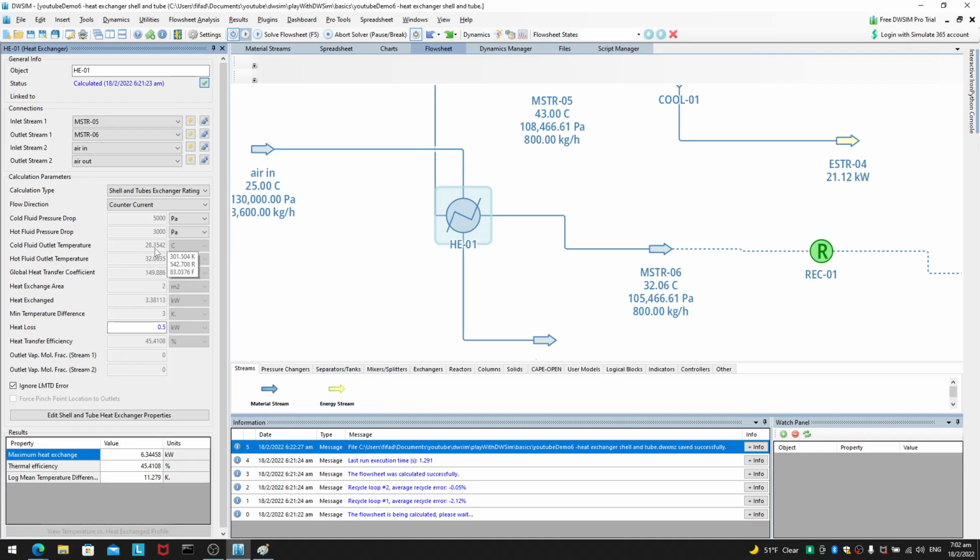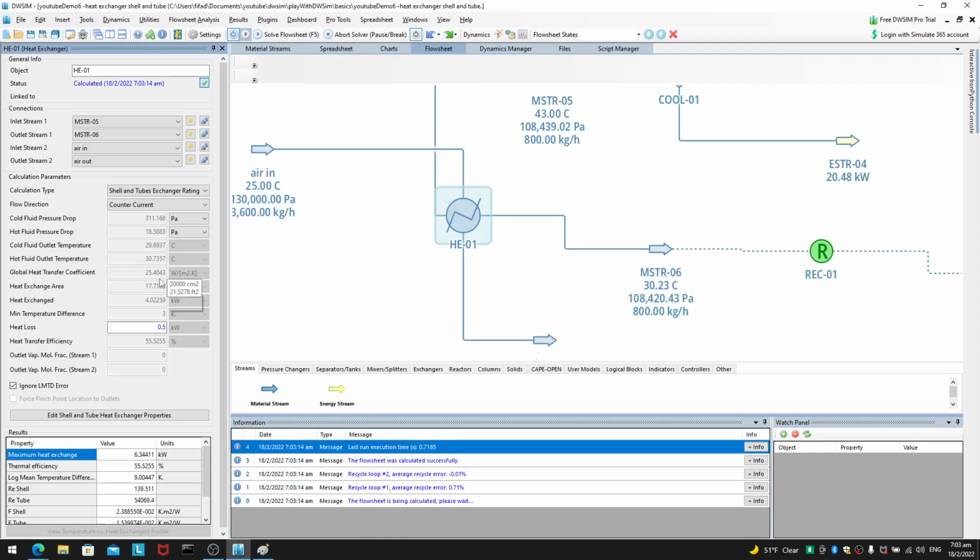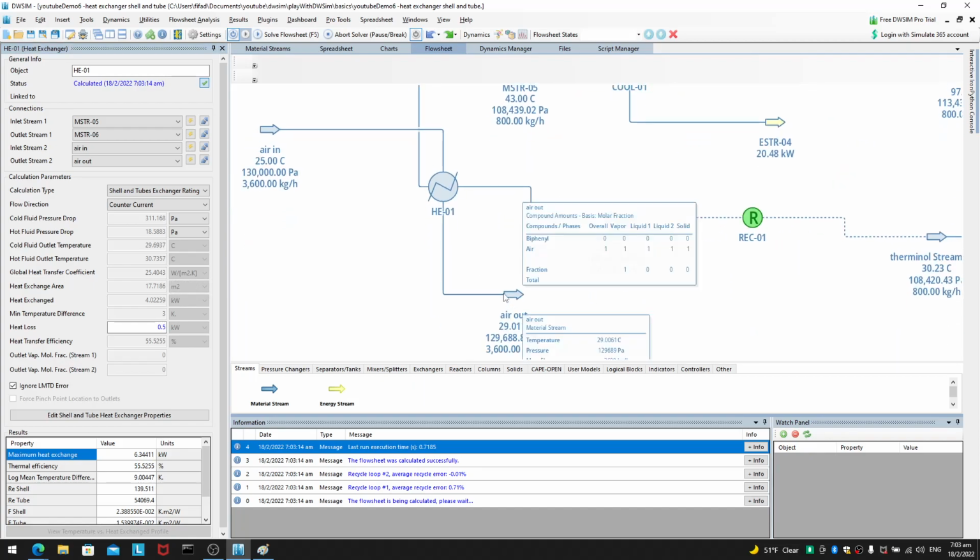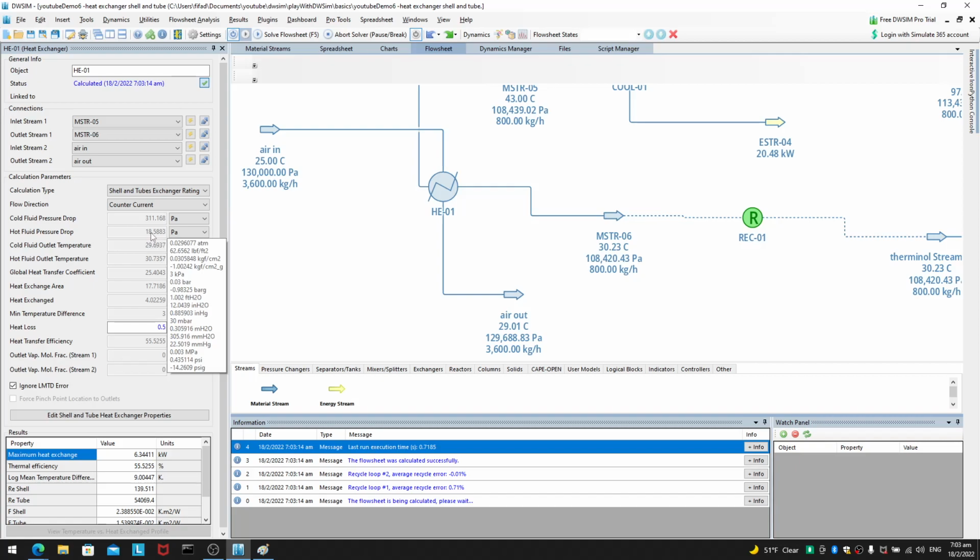Then this will calculate your overall heat exchange coefficient for you, and it should be able to do all the calculations for you and calculate the outlet temperatures, calculate the global heat exchanger coefficient, etc. etc. So based on this, I have air in at 25 degrees C, I have air out at 29.01 degrees C. It will calculate the hot fluid pressure drop and cold fluid pressure drop accordingly. Global heat exchange coefficient 25, heat loss 0.5 kilowatts.